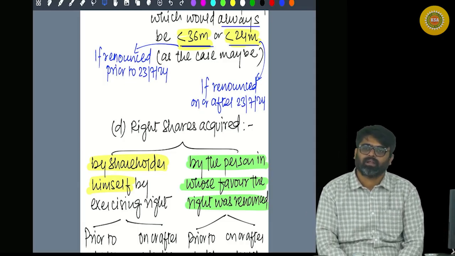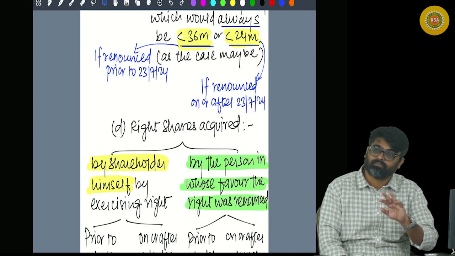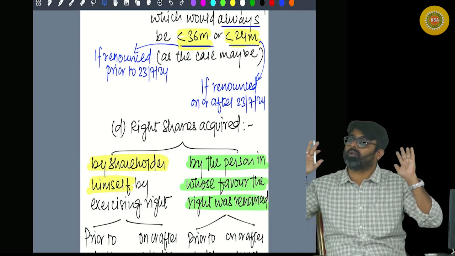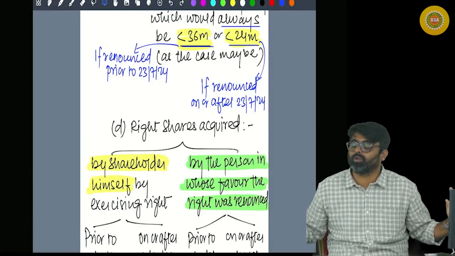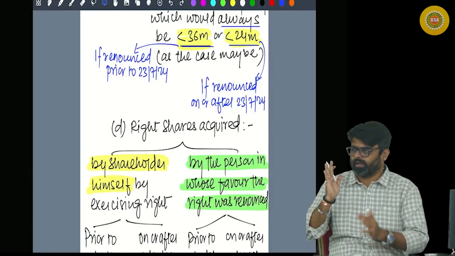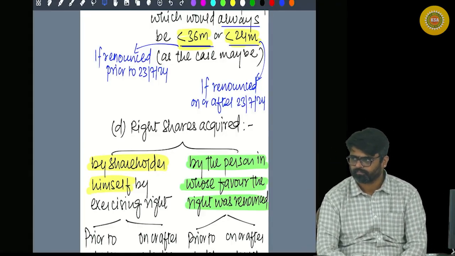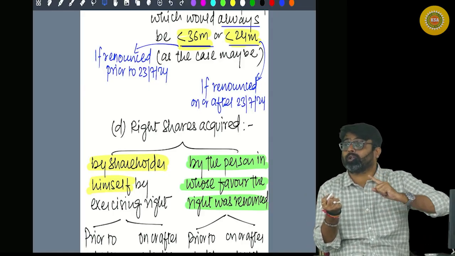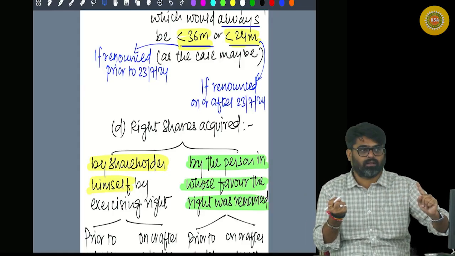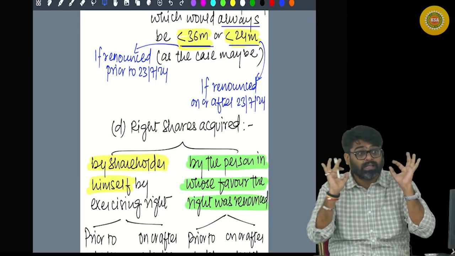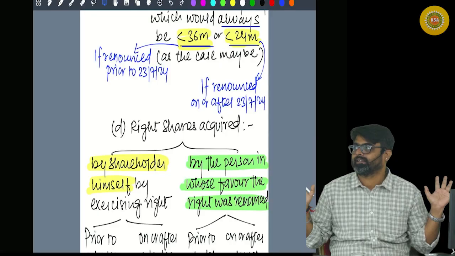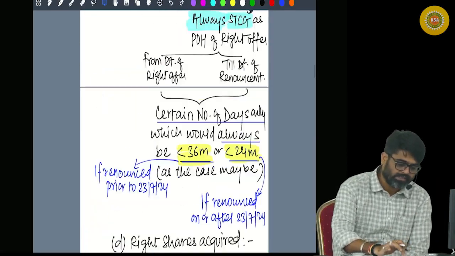Whether the assets are sold prior to 23rd July or on or after 23rd July, you will always check 12 months. But wait, the period of holding will start from the date of purchase and it will end on the date of sale, because the shares are listed. Understanding? Wait.